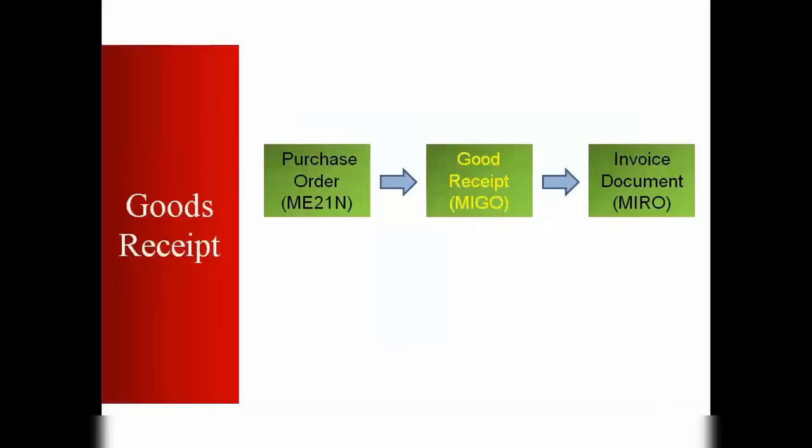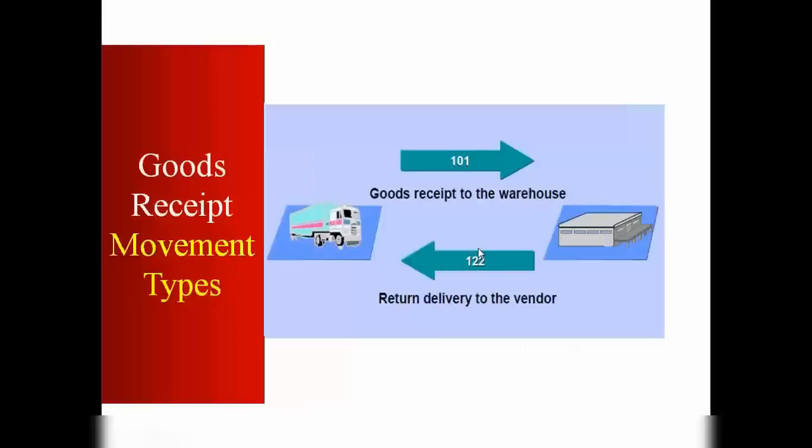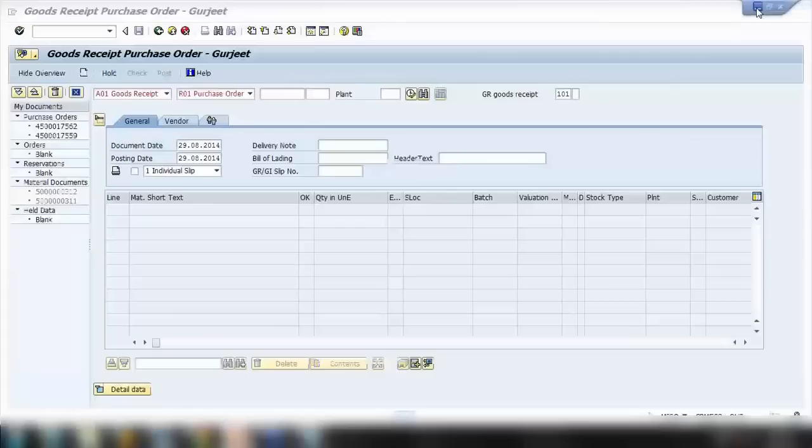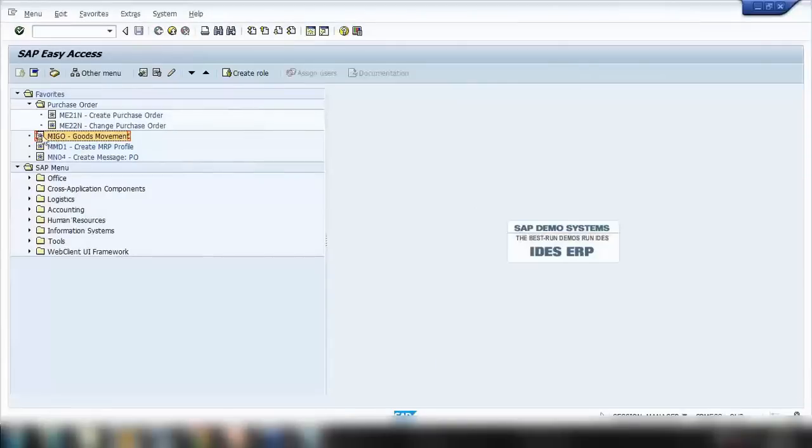Basically we're going to do the goods receipt. So what is goods receipt? The vendor has sent you the goods. Now we're going to do the goods receipt in the SAP system and put them in the stock. Let me start again. So double click on MIGO.